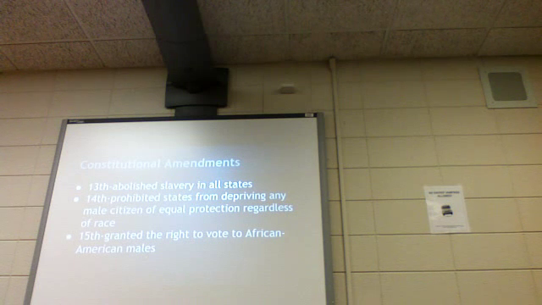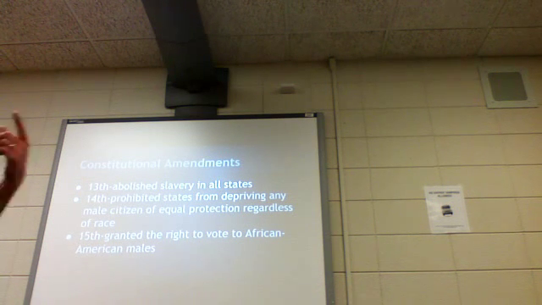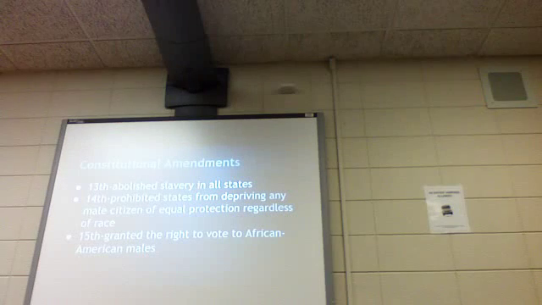So Reconstruction begins even before the war ends. Before the war ends, the 13th Amendment is passed. The 13th Amendment, and you're going to want to know these amendments, by the way. If you memorize them now, when you get over there you'll have it easy because you won't have to memorize these. You already know them. So the 13th Amendment, passed during the Civil War, prohibits slavery.